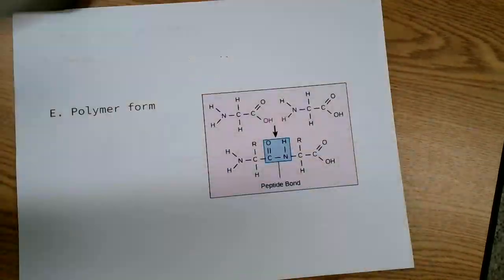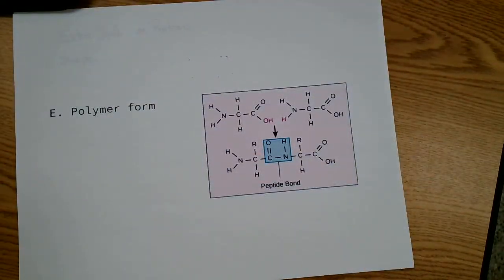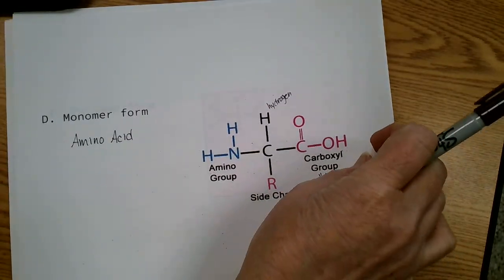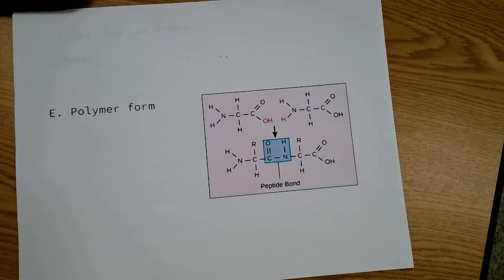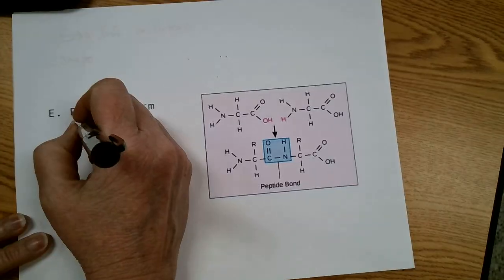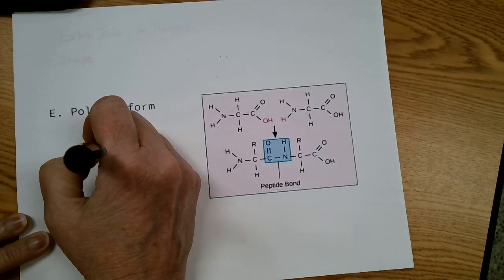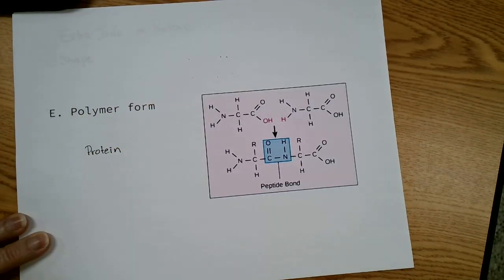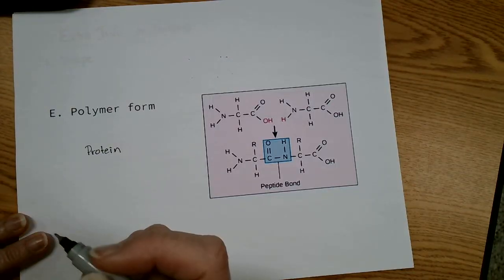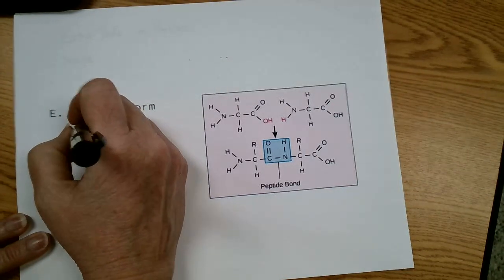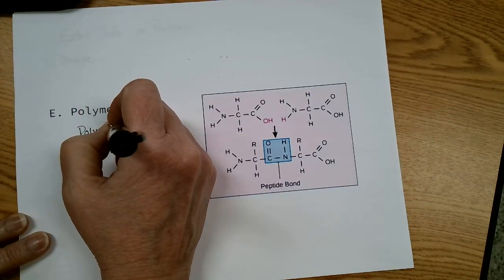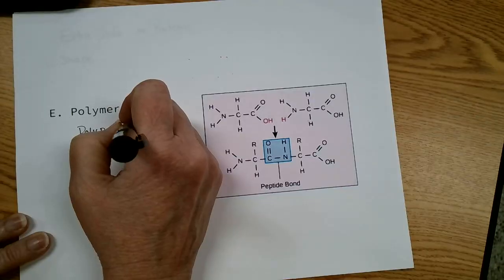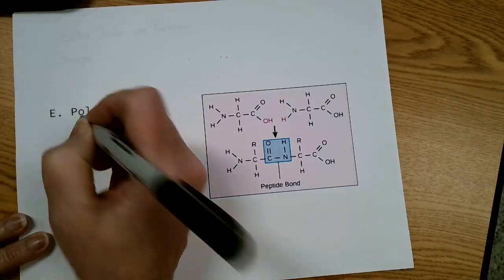So those are our monomers. And one more time, the monomer is the amino acid. But the polymer, now this is kind of tricky. We want to say the polymer is called a protein, right? But actually, it's not a protein till it becomes a certain shape. They call it first a polypeptide. And this is how you spell it, polypeptide.